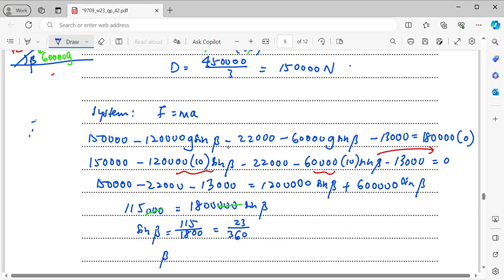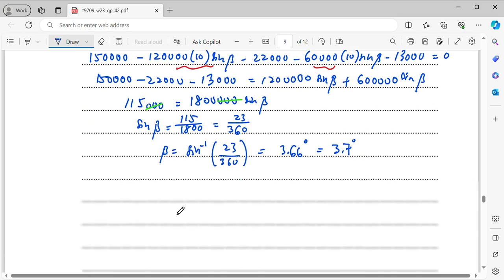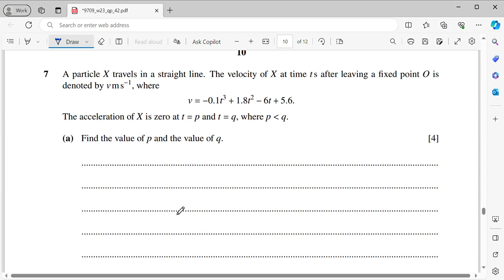So your beta is inverse sine. That is going to be 3.66 degrees. And now angle in degrees must be correct to 1 decimal place. That is 3.7 degrees. Okay, so that's all for this solution. So again, the alternative method to solve this question is you consider the coach and engine. Right? Now, next question, number 7.